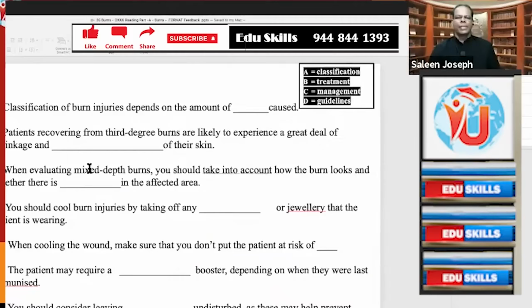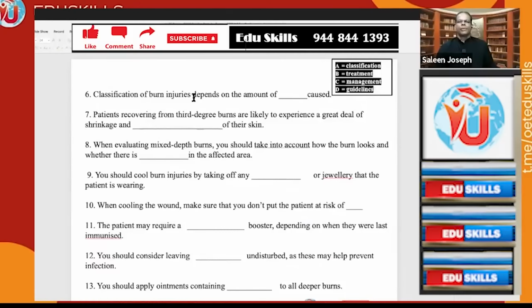Now coming to question number 6. Classification of burn injuries. Which text will it be? A, classification. See how easy it is. Patients recovering from third degree. Where will it be? A, again A. And when evaluating mixed depth burns, again A, classification. Easily you can go to A. You need not look anywhere, only at that portion where mixed depth is given, or the previous third degree is given. So immediately you can go there.